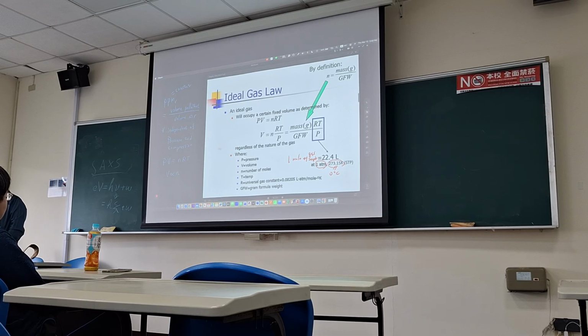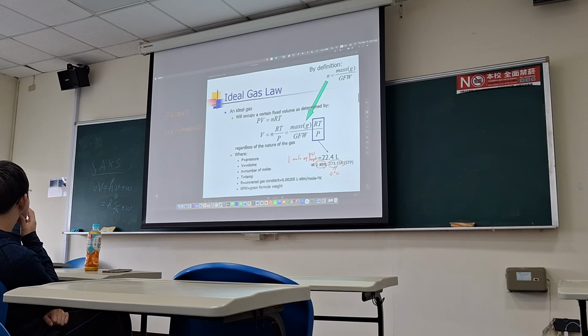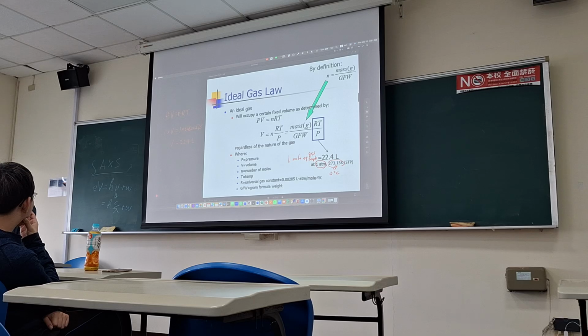How to calculate this? This is super easy. PV equals nRT, right? P we assume is 1, and the volume is what we want to find out. So assume 1 mole as well, times 0.082 times 273. So the V will be 22.4 liters. Okay, right?